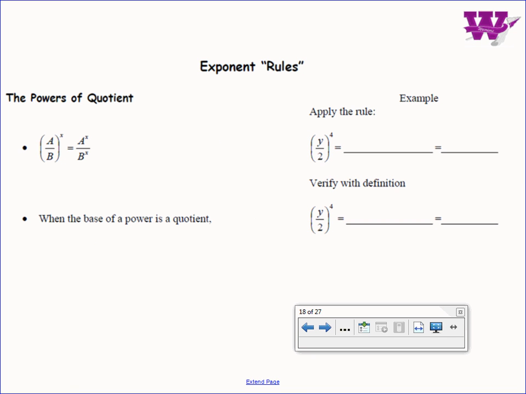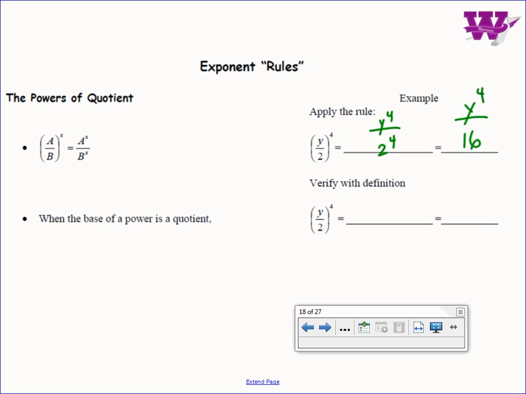Powers of a quotient. If I have a quotient that is division a over b all to the x, who gets raised to the exponent? Both top and bottom. So a over b all to the x, let's try that. Y over 2 all to the 4th, who gets raised to it? They both do, so we have y to the 4th over 2 to the 4th equals y to the 4th over, and that's 16.